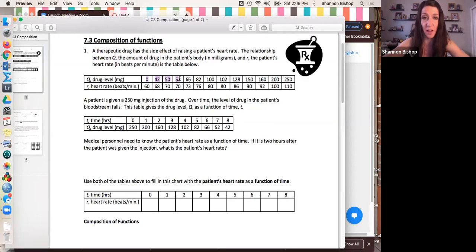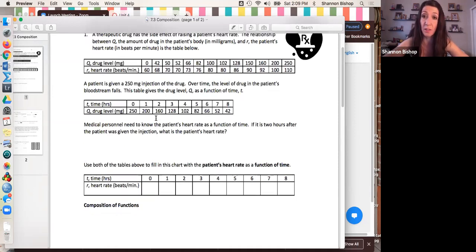So you can see that the more milligrams of drug that they have in their body, the higher that their heart rate is. So certainly side effects are a real thing. Well, here's the other phenomenon though that happens. When you take a drug, certainly your body begins to metabolize it.